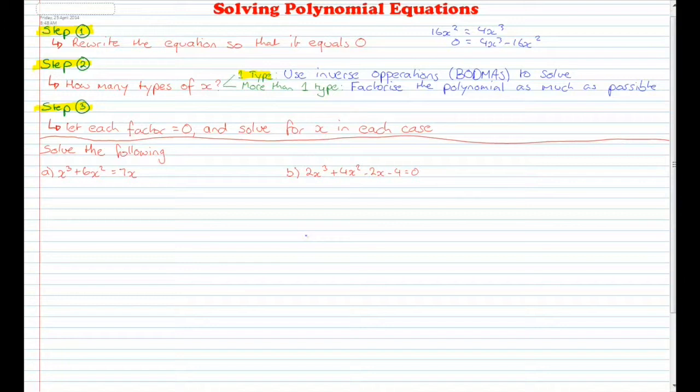Alright, so it's now time to press pause and attempt the following questions. That is, x cubed plus 6x squared equals 7x, and for part B, 2x cubed plus 4x squared minus 2x minus 4 is equal to 0. Remember when you're done to press play so you can check your answers against mine.